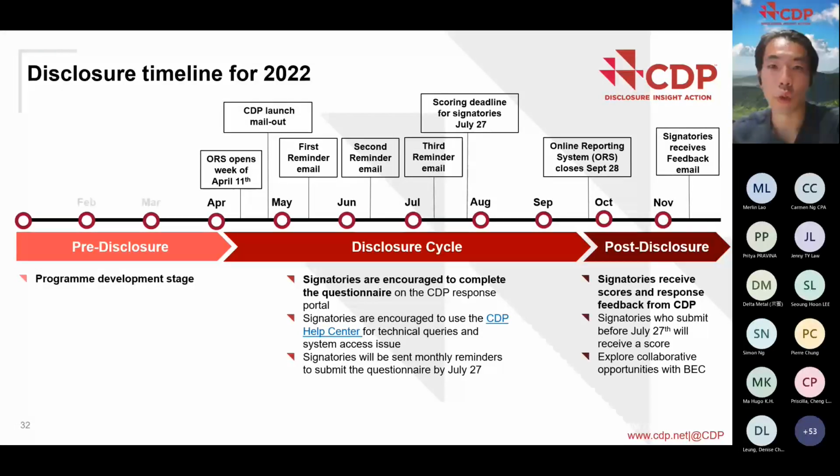The scoring deadline is 27th of July, and you'll receive a score by the end of the year if you manage to submit your response before this date. You will, however, have a second chance to submit your response if you miss this date. Until 28th of September, our response system is still open. You can submit your response after 27th of July, and BEC will also receive your response, but you won't be scored.